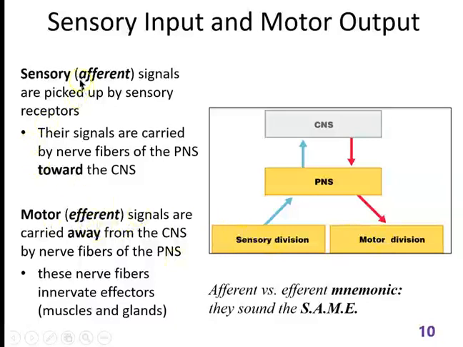So how do you remember these two words that look so similar? Well, the mnemonic device for this is they sound the same. Sensory, afferent. Motor, efferent. So hopefully that mnemonic device will help you keep afferent and efferent straight in your head.